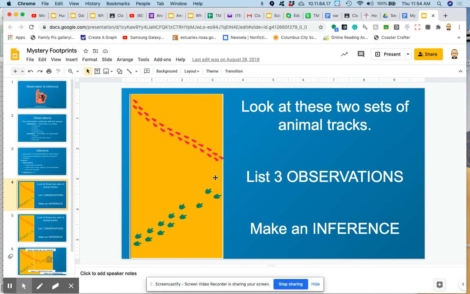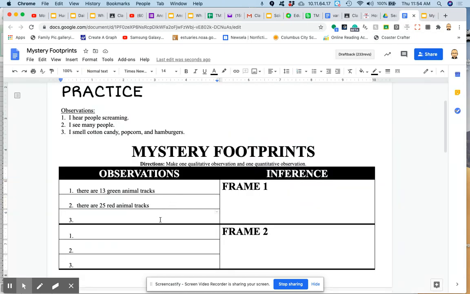I need one more observation. Now, you could say it's on a yellow background. You could say the green tracks are going upward. The red tracks are going downward. However you want to say it. So I'm going to say the green tracks are going upward.